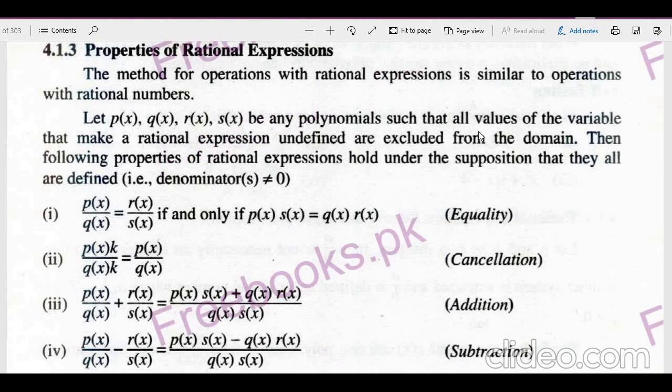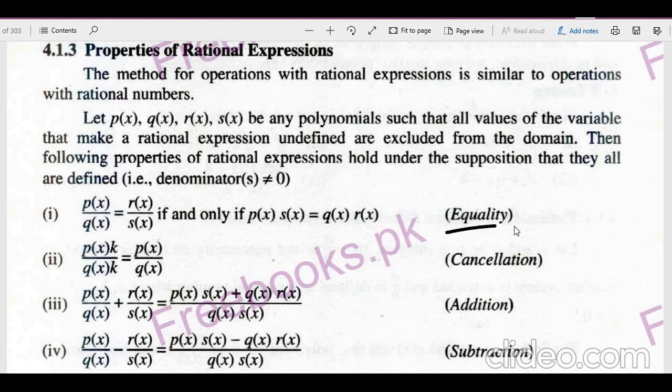Rational expressions. The method for operations with rational expressions is similar to the operations with rational numbers. Likewise, the operations which were applied for rational numbers are similar for rational expressions. P of x, Q of x, R of x, S of x are any polynomials such that all values of the variables that make a rational expression undefined are excluded from the domain.